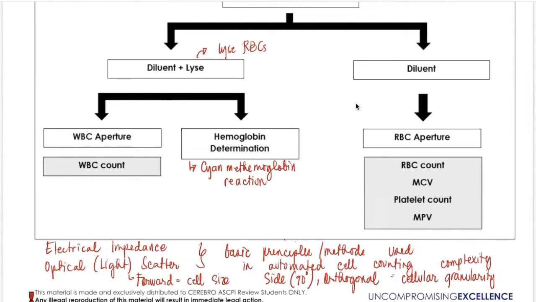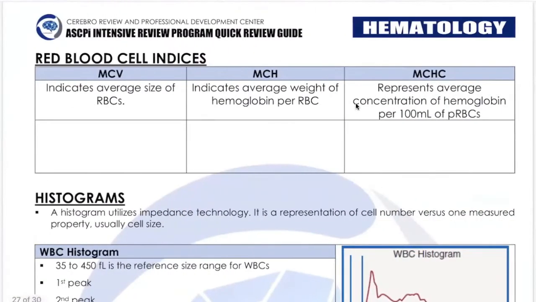So that's it for our electric impedance. Now, punta tayo no sa ating mga red blood cell indices. So we have three. We have MCV, MCH, and MCHC. And tatandaan natin that MCHC is the red blood cell index that is not used for the morphological classification of anemia. Okay, so usually we are only using MCV and MCH, di ba?